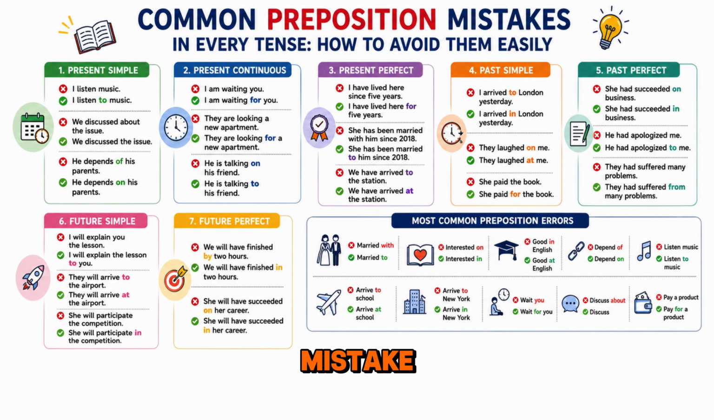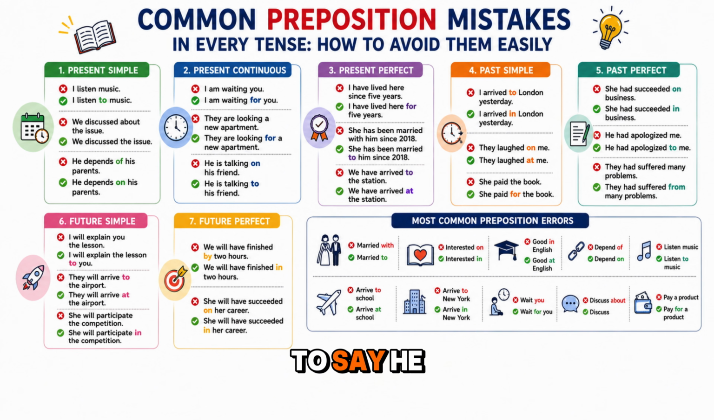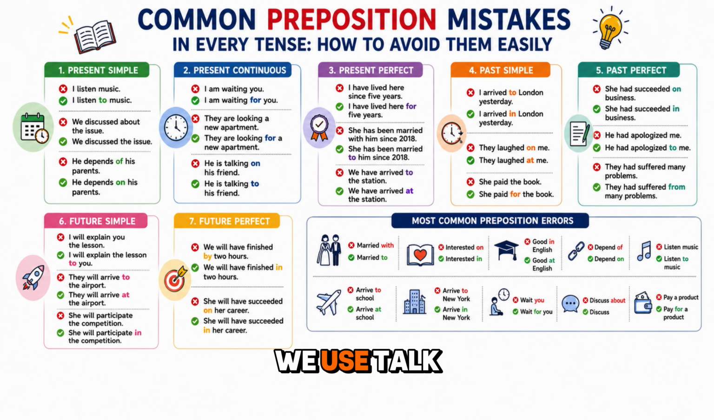Here's another common mistake. It is incorrect to say, "They are looking a new apartment." The correct way to say it is, "They are looking for a new apartment." The expression look for means to search for something. Let's look at one more example. It is incorrect to say, "He is talking on his friend." The correct way to say it is, "He is talking to his friend." When we communicate directly with someone, we use talk to. When discussing a topic, we use talk about. For example, "They are talking about the project."